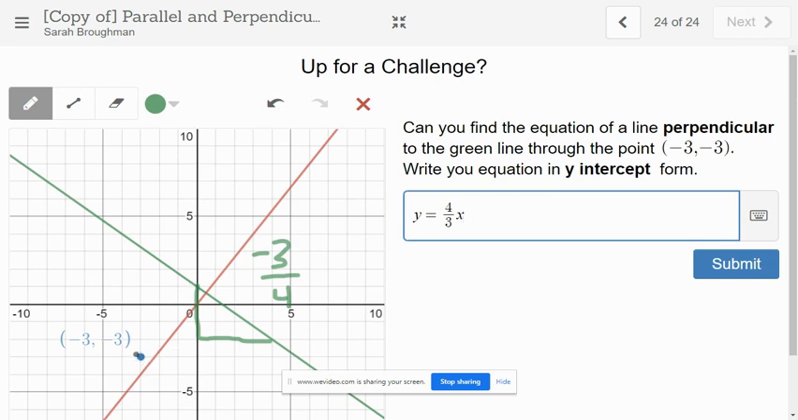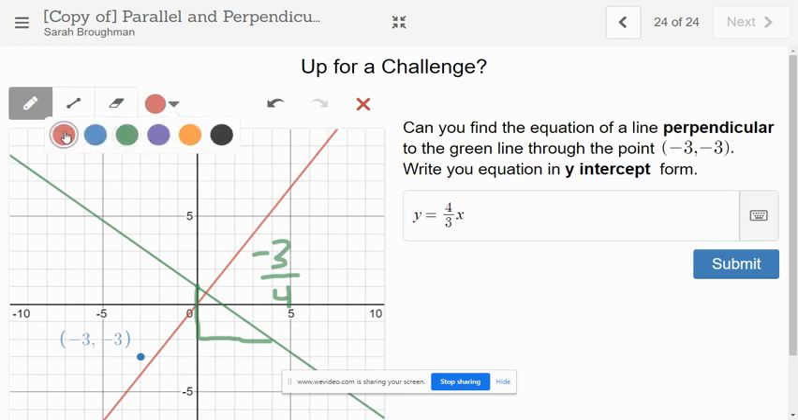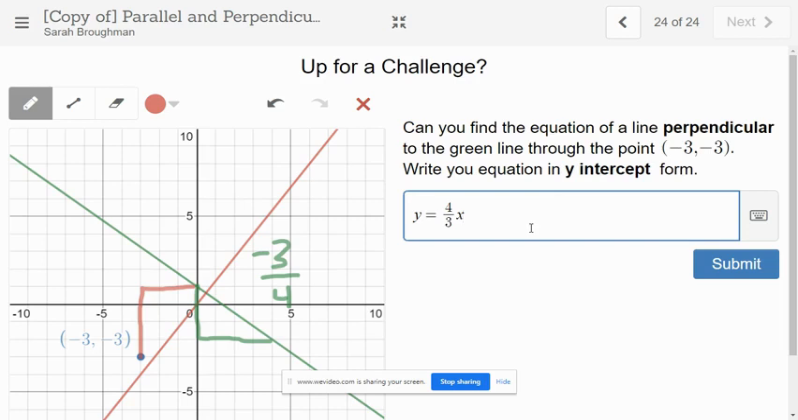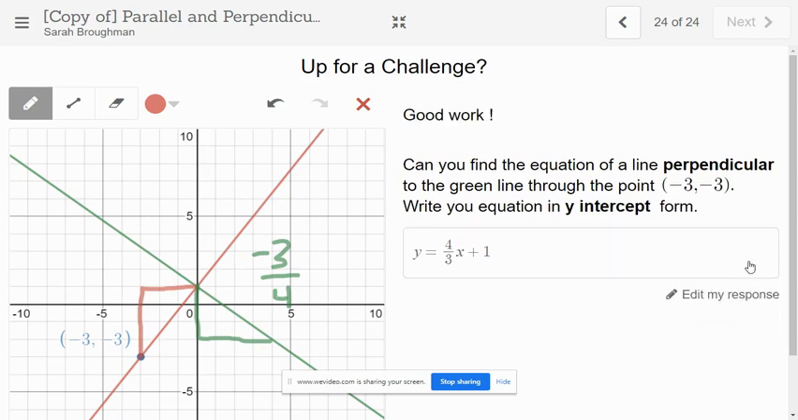I need to go through that point. So I'm going to take my point and I'm going to go up. This one's red. I have to use the slope 4/3. So I'm going to go up 4, 1, 2, 3, 4, and then right 3, 1, 2, 3. So that's going to be through plus 1. So those two lines are perpendicular, and it goes through that.